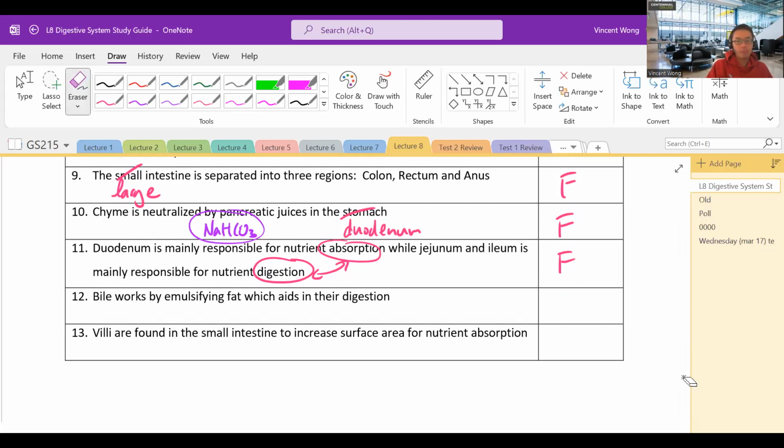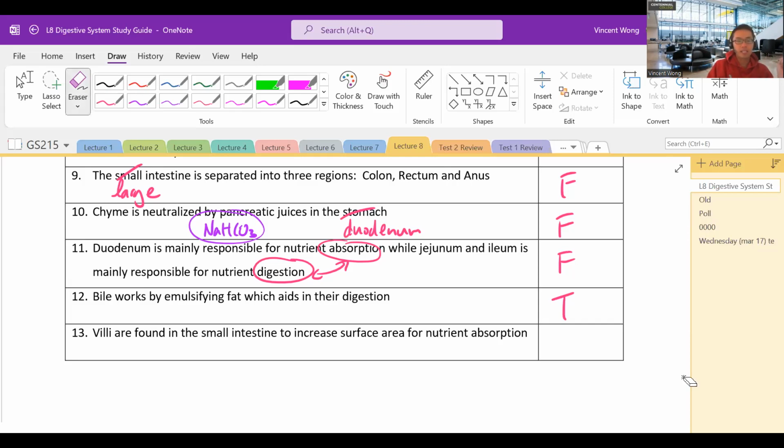Bile works by emulsifying fat which aids in their digestion. That's true. To emulsify them just means it helps them bind with water. It's like your detergent, right? If you try to wash your greasy dish with no detergent, it's really hard because the fat won't bind to the water and you can't wash them off. But when you add the detergent, it emulsifies the fat. It allows it to bind to the water and it will wash off the plate along with the water.